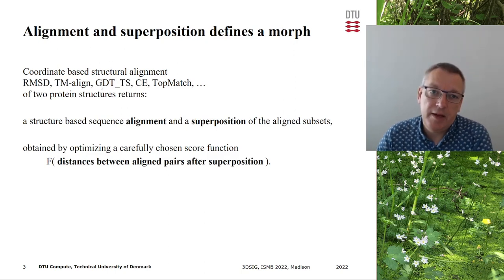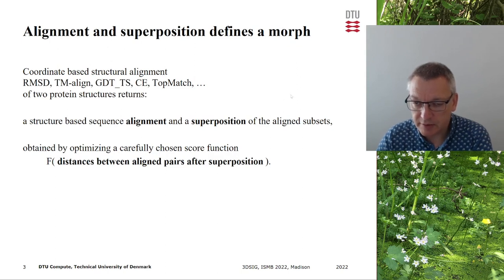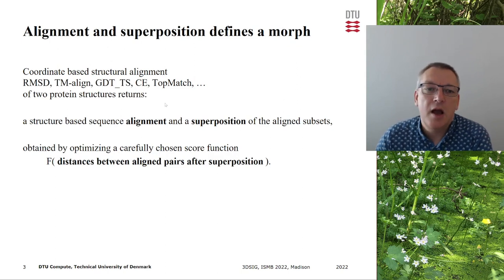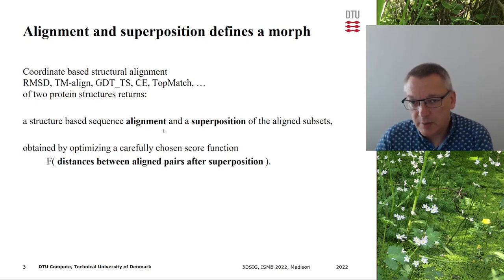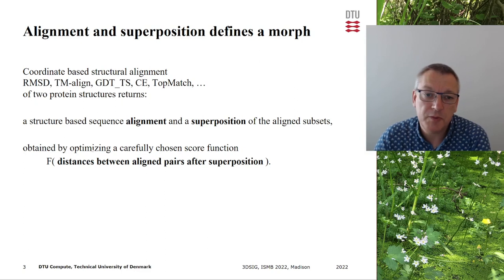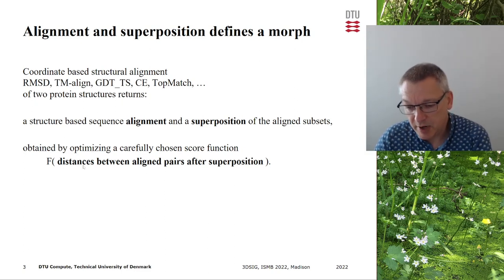Now, if you have a coordinate-based structural alignment program, it could be any one of these, and you could continue the list. Such a program provides you with a structure-based sequence alignment and an optimal superposition of the aligned subsets. This is obtained by optimizing some function that differs between the different alignment programs, but it's always a function of the distances between the aligned pairs of amino acids in the optimal superposition.